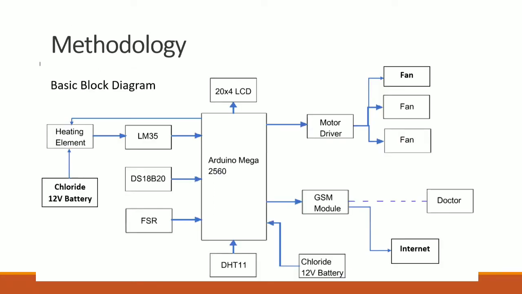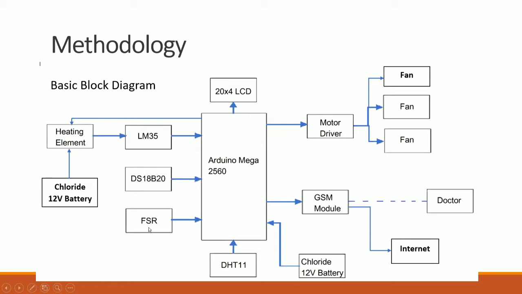This is a block diagram of the infant incubator we are using. We are using an Arduino Mega 2560 with a 20x4 LCD screen, where the output of our project will be displayed. For the heating element, we are using a nichrome wire. These are the sensors. This LM35 is a temperature sensor, and DS18B20 is also a temperature sensor.